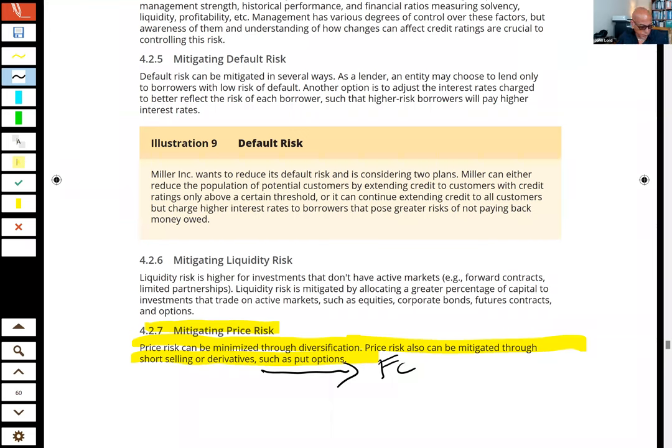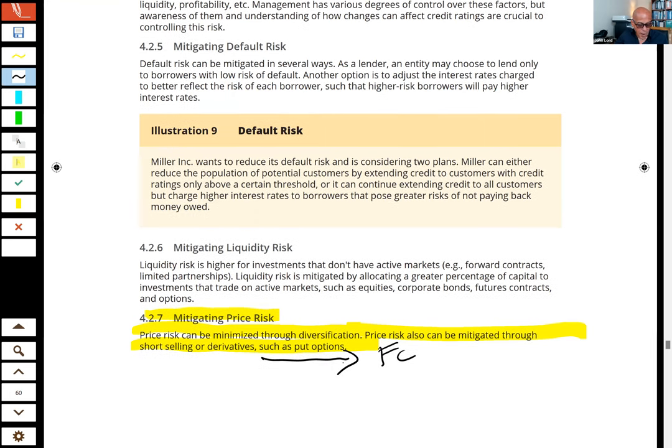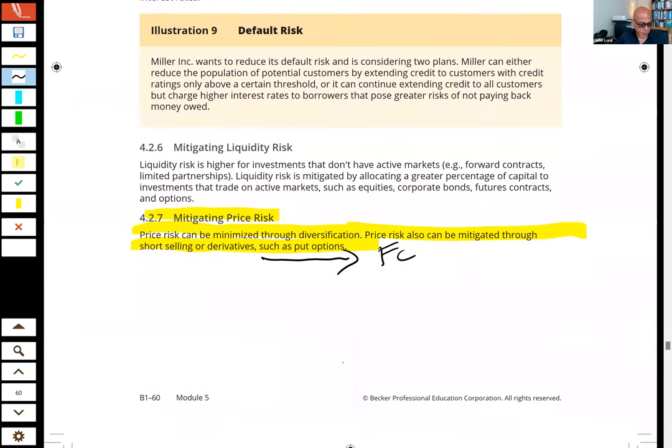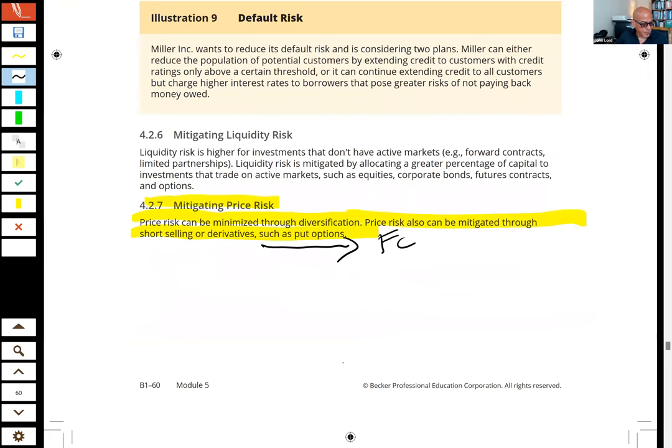mitigate price risk. So when I buy a put option, a put option means that I can require you to buy a stock at a certain price. So I can force you to buy that stock from me at $100, right? Now, what happens? I have to pay for that ability to put. So there's going to be some amount off of that potential money that I think I'm going to gain by forcing you to buy the stock for $100, because I have to pay for the put option.